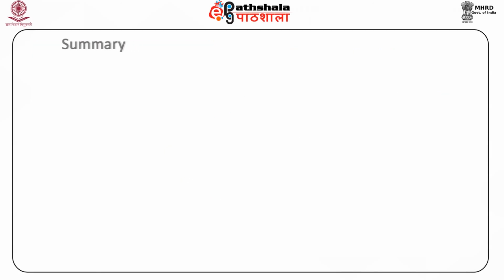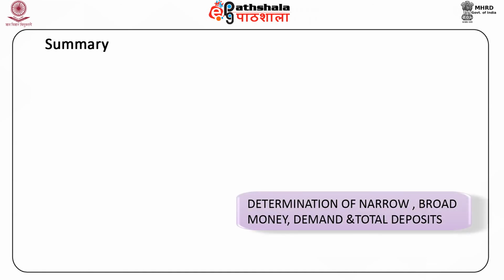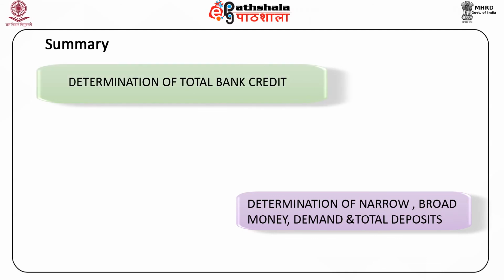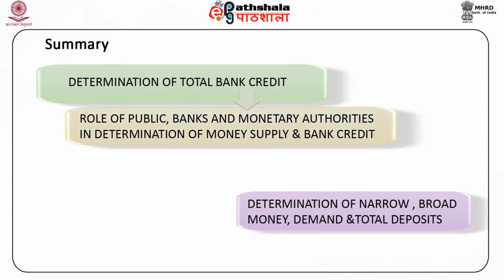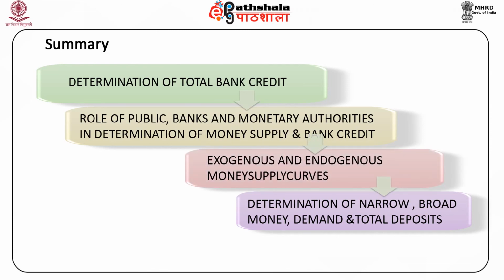In this module, you have learned about the money multiplier framework and the determination of the narrow and broad money, demand and total deposits, and currency multipliers. The determination of total bank credit and its similarity to the money multiplier analysis, the role of the public, banks, and monetary authorities in the determination of money supply and bank credit. Lastly, you have studied the exogenous and endogenous money supply curves.